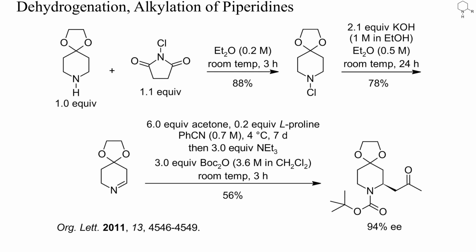Another strategy for preparing 2-substituted piperidines is by oxidation of piperidines to imines, followed by addition of carbon nucleophiles. In this example, the imine was generated by chlorination with NCS, followed by base-induced elimination. A proline-catalyzed enantioselective Mannich reaction with acetone then yielded the target piperidine, with 94% enantiomeric excess.